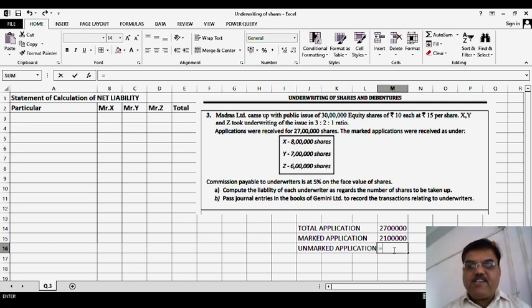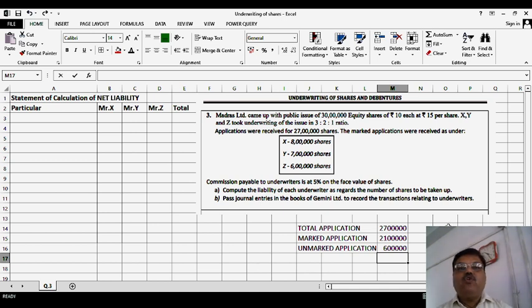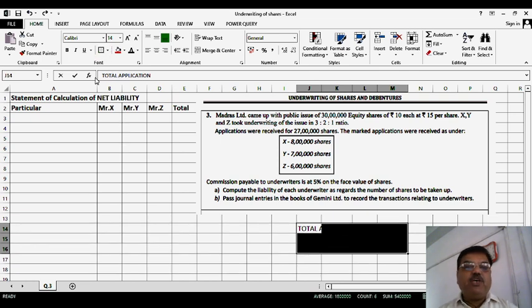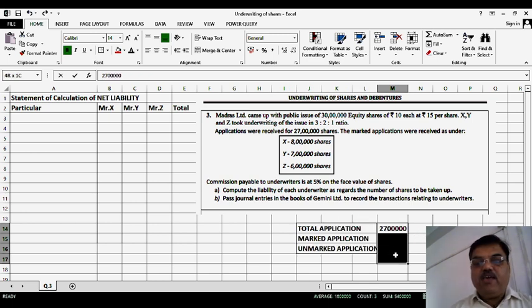देखो मैं यहां पे माइनस कर देता हूं, 27 लाख माइनस 21 लाख. So unmarked application is how much, 6 लाख. तो ये आपको पता होना चाहिए कि भाई क्या है इसमें, मार्क एप्लीकेशन का मतलब क्या है, अनमार्क एप्लीकेशन का मतलब क्या है, और कैसे निकालते हैं ये. ओके, so this is the way that you have to calculate.